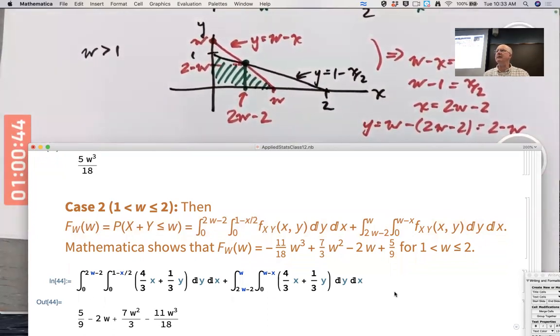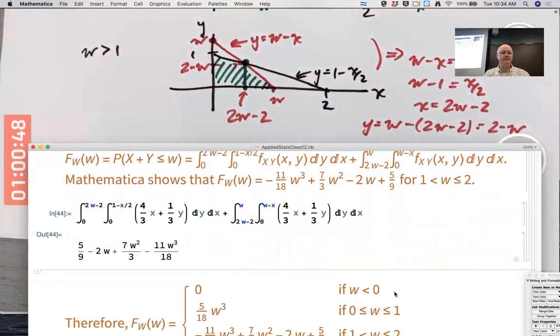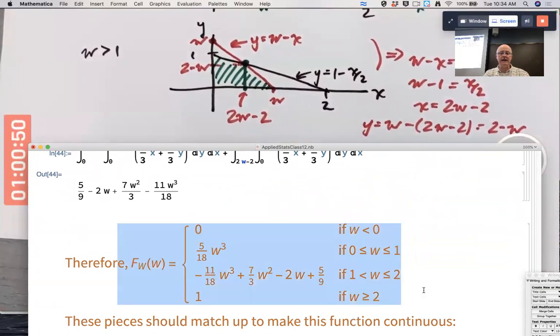So altogether, the CDF of W has a piecewise formula. And there it is in all its glory. Somebody can remind me after class to share this with you. Put it on Moodle.